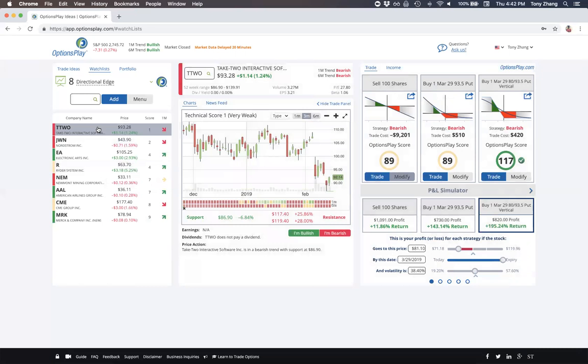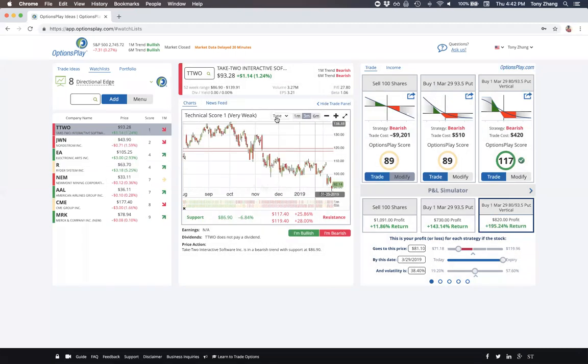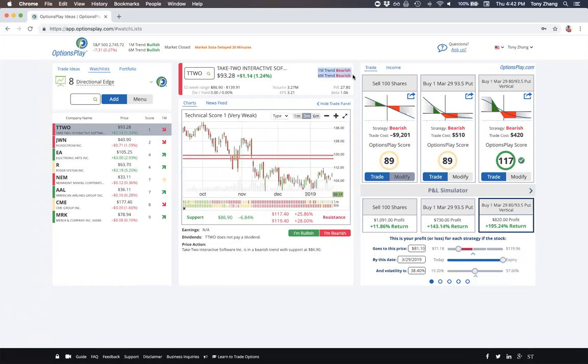So before I click on Take-Two, I know that it's got a score of 1. I see red across the board, so it's telling me this is a relatively weak stock that's continuing to weaken. As you can see, if I pull up a chart of Take-Two, you'll see that this stock has really started to underperform back in, I would say, November of last year. What we offer is not only the current 1 month and 6 month trend and the technical score, we also show you how it's changed over time.